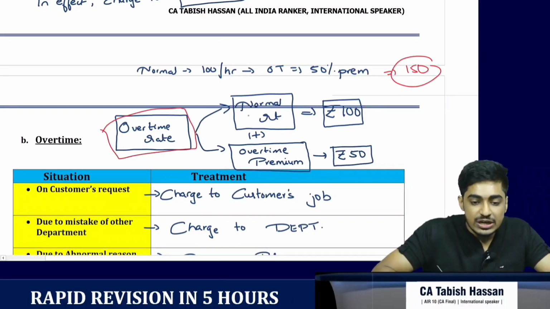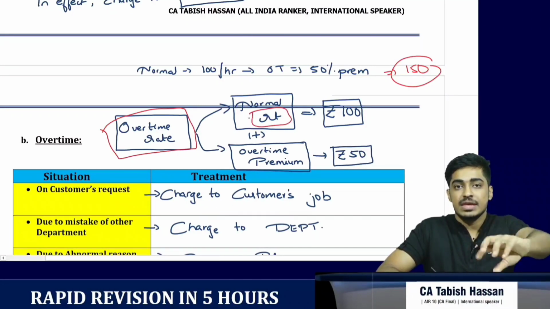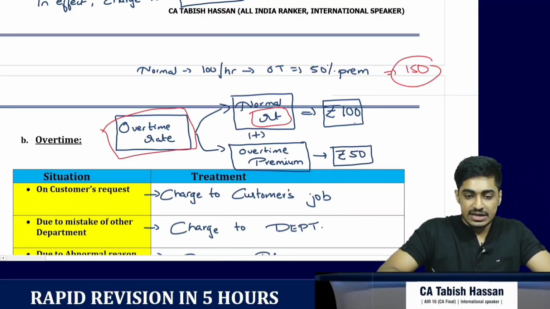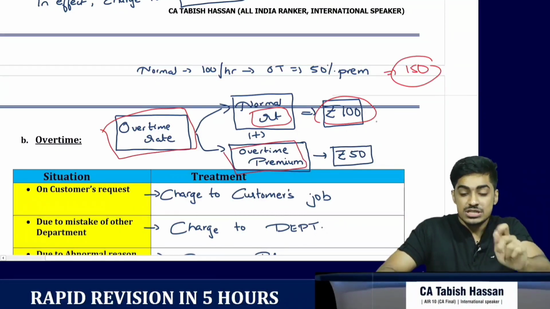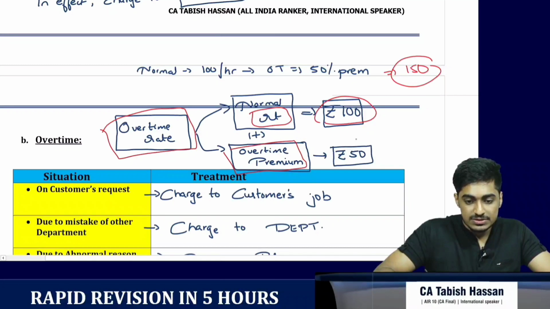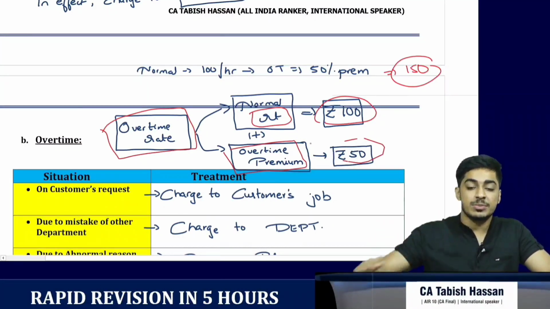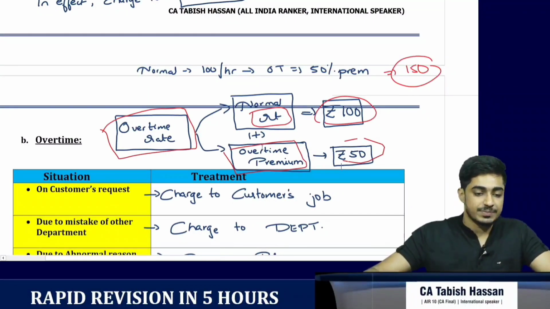We are bifurcating into the normal rate, that is the amount we would have paid if he was working in the regular working hours, that is 100 rupees, and the overtime premium, the amount we are paying extra just because he is working overtime, 50 rupees. The normal rate will be charged to labor cost. Now we have to see what is the treatment for overtime premium.